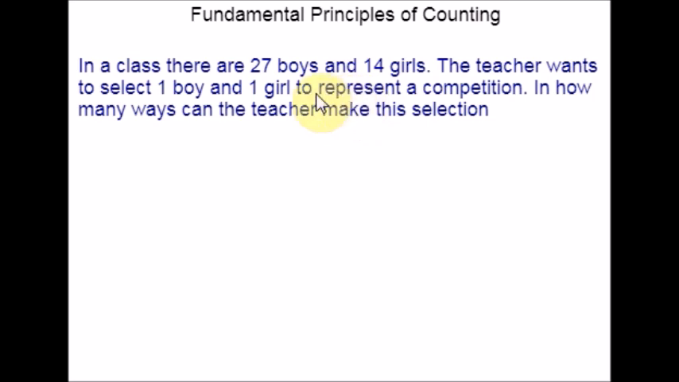Okay. First, let us find the number of ways of selecting a boy. Number of ways of selecting a boy is 27 and number of ways of selecting a girl is 14. So from this given question, we come to know that we can select a boy or a girl. That is, it is enough to do one of the works. So we have to use the principle of addition. Total number of ways to make this selection is just add these two, 27 plus 14, which is equal to 41 ways. Hence, the teacher can make this selection in 41 ways.